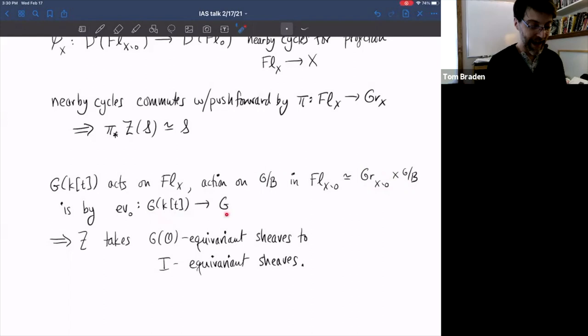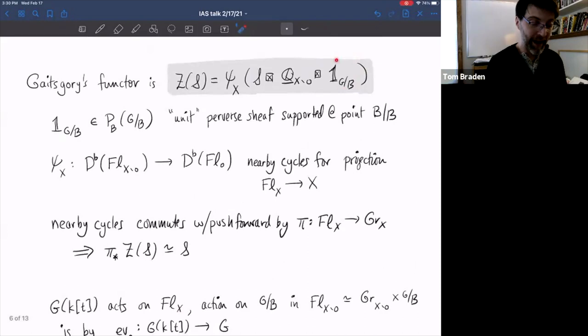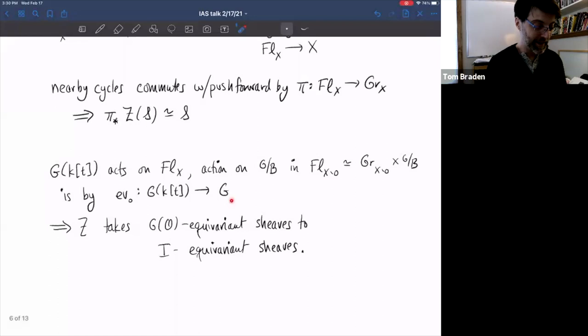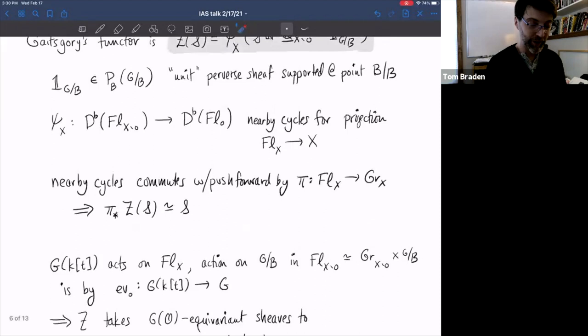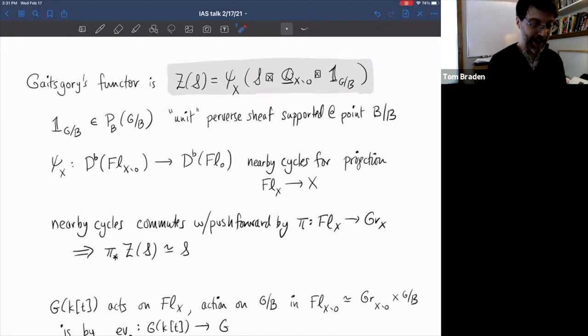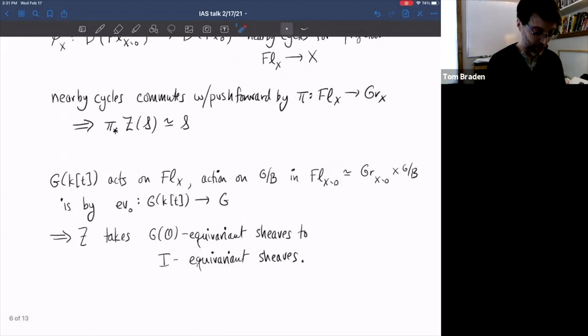And if you want to be equivariant and not mess this point sheaf around, you need that element to be in B. And so you start out with something G of O equivariant, but once you take this nearby cycles, the way G of K of T is going to act on this, you can't act by all of that and stay equivariant. So you end up with I equivariant sheaves. Okay, so that's somewhat sketchy, and to say this really carefully without choosing a fixed choice of coordinate and so on, it takes a bit more machinery, but I think that's the essential idea.